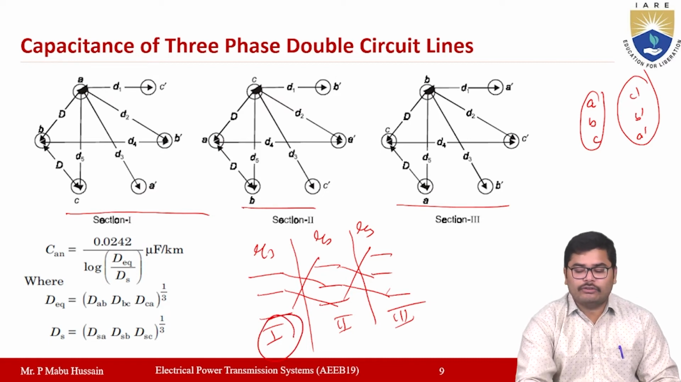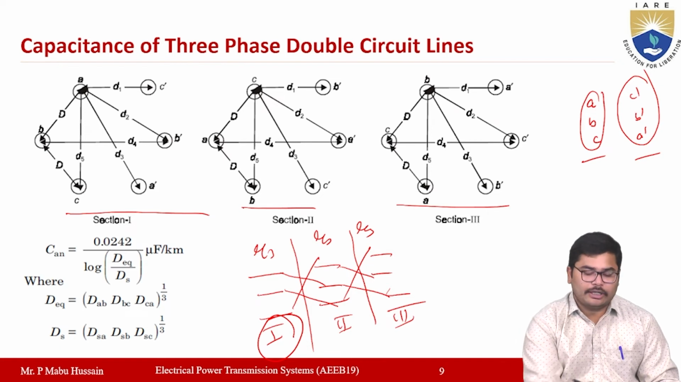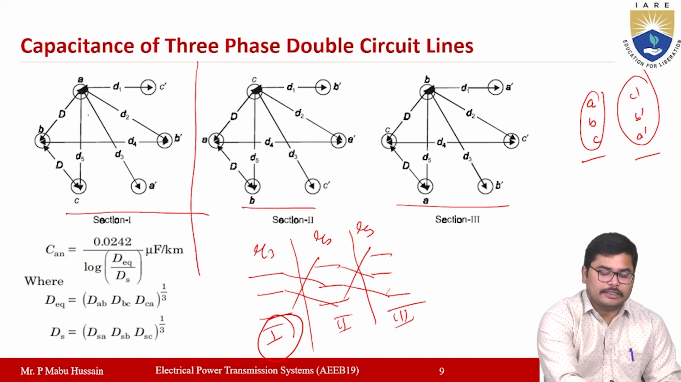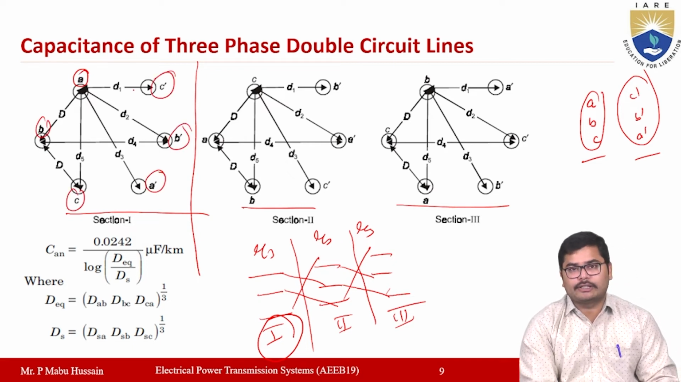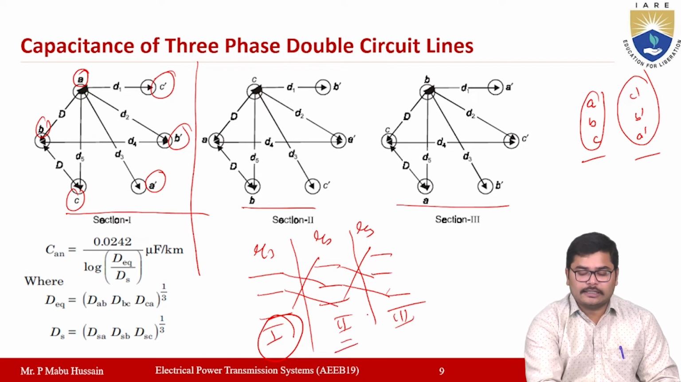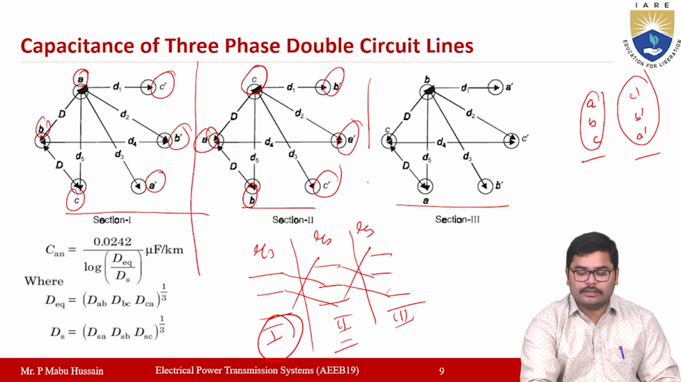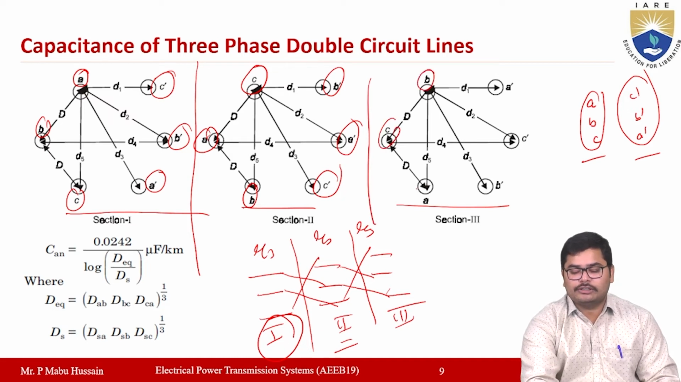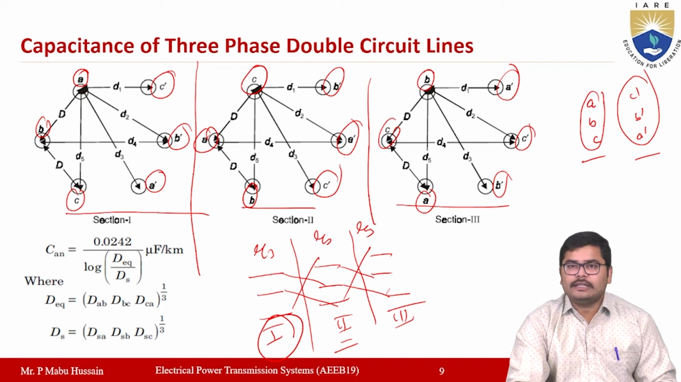In each section, you will have two sets of three phases in case of a double circuit three-phase transmission line. If you observe the first section here, ABC conductors are there, and in the opposite direction A dash, B dash, C dash conductors will be there. If you go to the second section, ABC positions will change, and accordingly C dash, A dash, B dash positions also will change. If you take the third section, again the position of ABC will change, and accordingly the other phase also will change. So this is the arrangement of a three-phase double circuit transmission line after transposition.